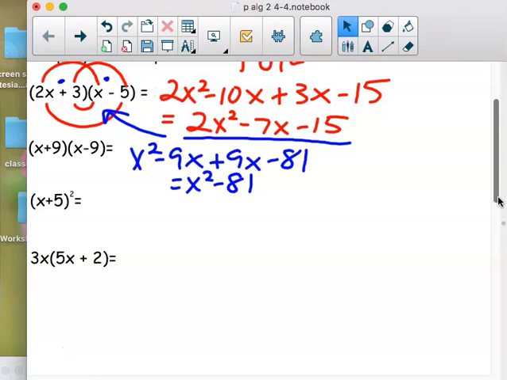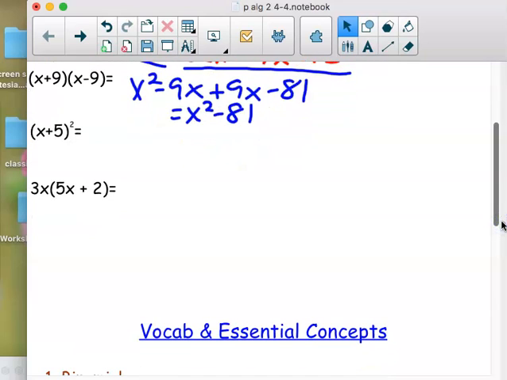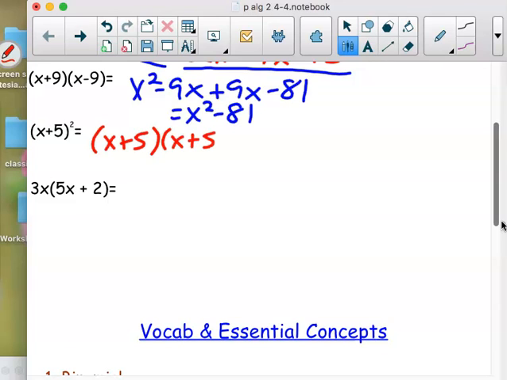Now the next one also provides a special pattern. This is called a binomial, meaning it has two terms, a binomial squared. So this is the quantity x plus 5 times the quantity x plus 5.